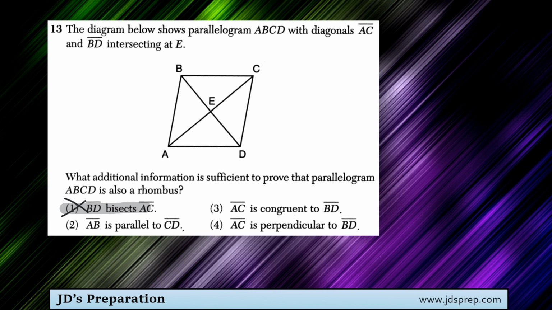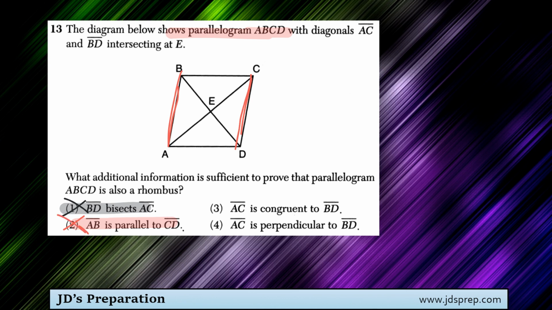Now the second statement says that AB is parallel to CD. Well, this is kind of irrelevant because we already know we're dealing with a parallelogram, meaning the lines AB and CD are already parallel. So that doesn't help us at all. We already know that's true.